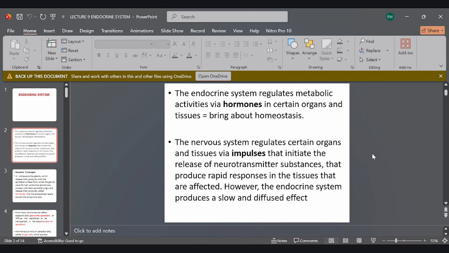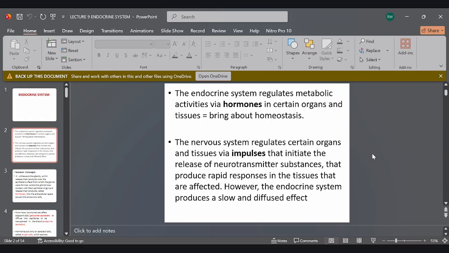We have the adrenal gland. We have the pancreatic islets. Then we have the ovaries and the testes. Then lastly, we have the placenta during pregnancy. So those are some of the endocrine organs, the glands that we have in our body.